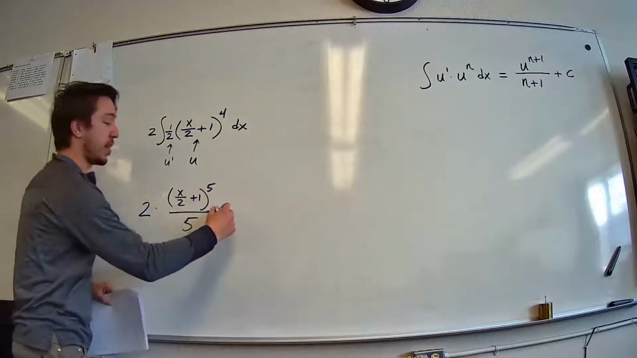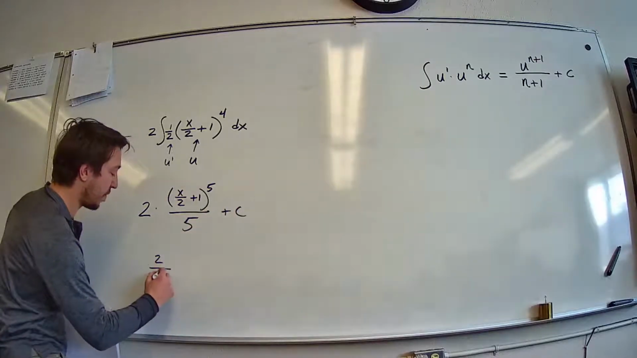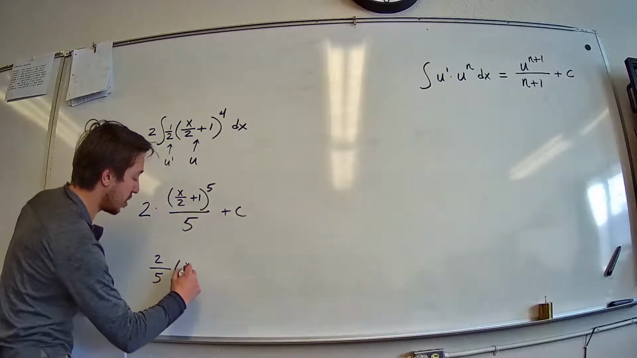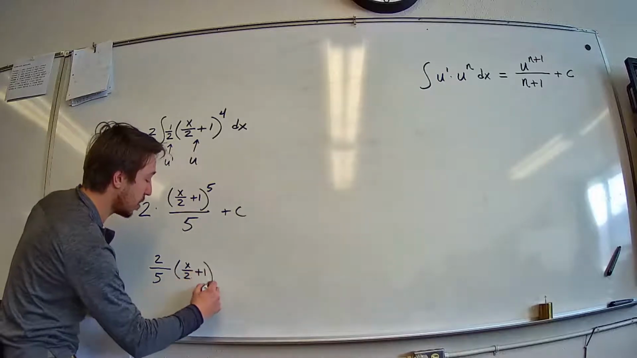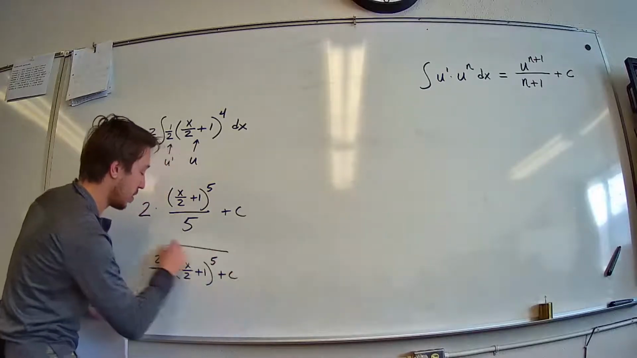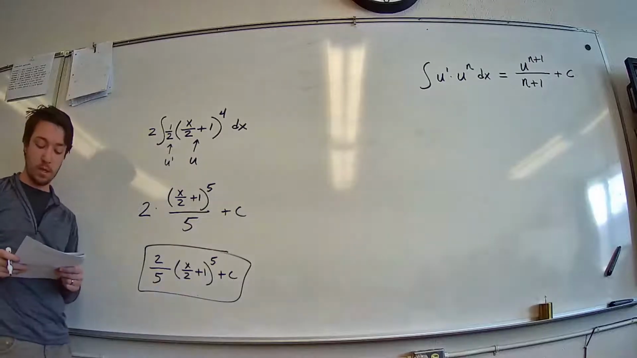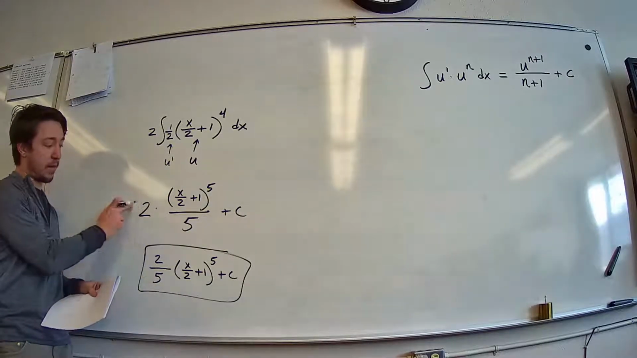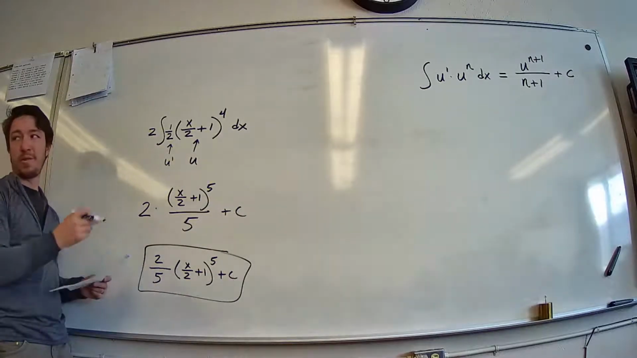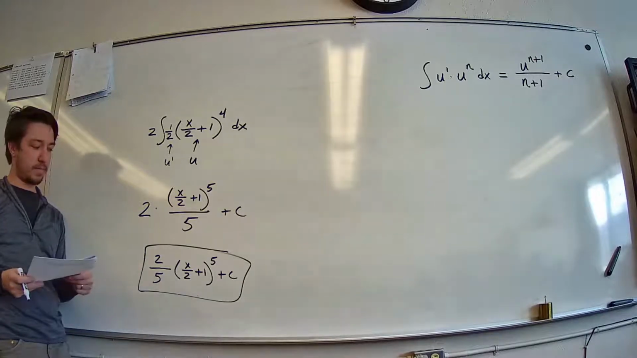Now you're probably going to write your final answer like 2/5 u to the 5th. Sorry, I rewrote it. Seems a little bit nicer to write like that. Okay.